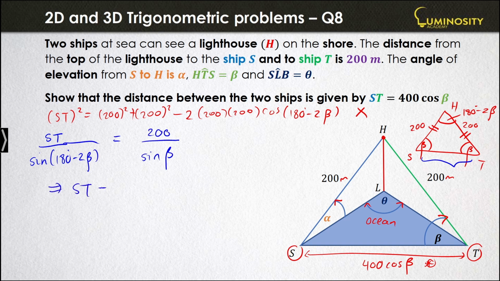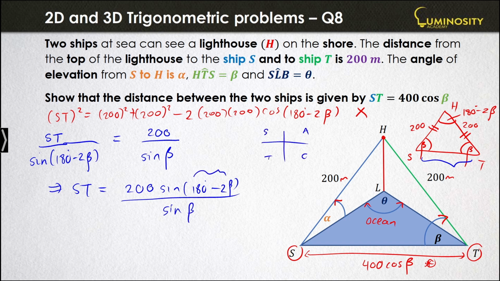Well, if I cross multiply both sides, I get 200 times sine of 180 minus 2 beta all over sine beta. But sine of 180 minus 2 beta, if I look at my cos diagram, so 2 beta is that acute angle here, then 180 degrees minus 2 beta is in the second quadrant, where sine is positive. So it remains sine, and it's the angle 2 beta.